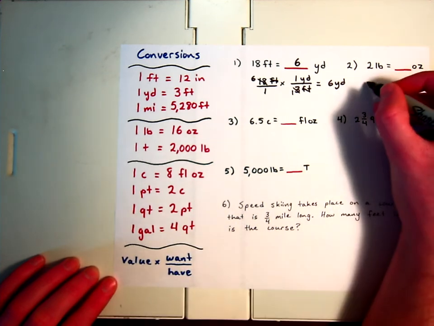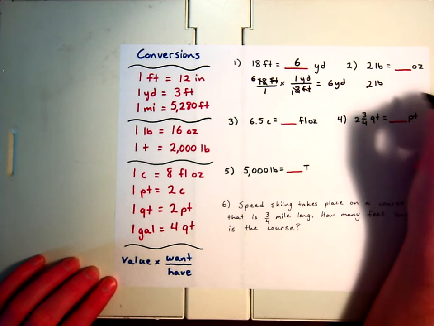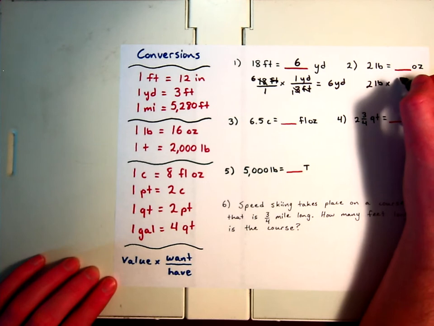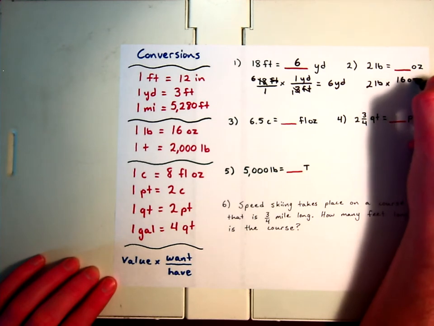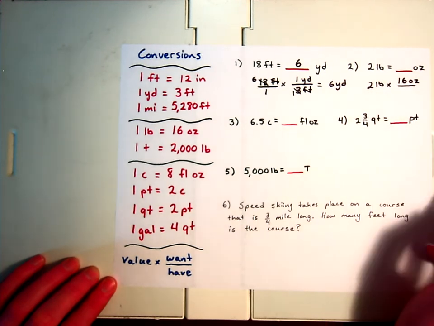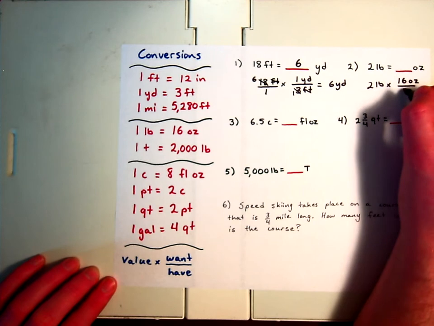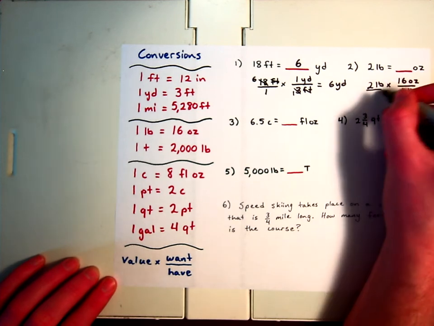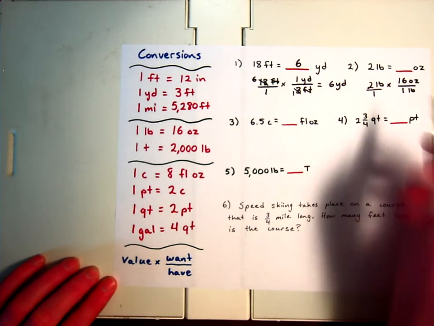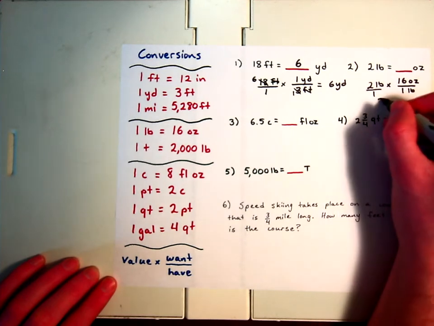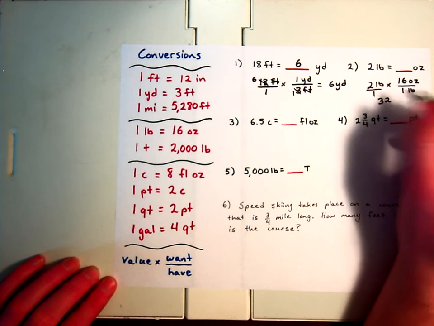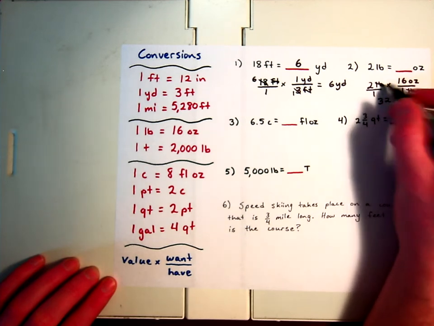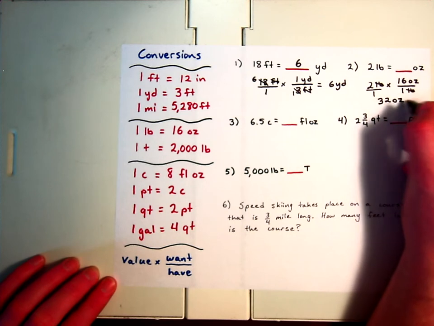So my value is 2 pounds, and that's going to be multiplied by, well, what do I want? I want ounces, so that means it's going to be 16 ounces over, well, what I have. Well, what I have is pounds, and 16 ounces equals 1 pound. So again, I can put my 1 in the denominator. 2 times 16 is 32. Okay, 1 times 1 is, again, 1, so I don't need to write that. And those pounds are gone. It turns into 32 ounces.